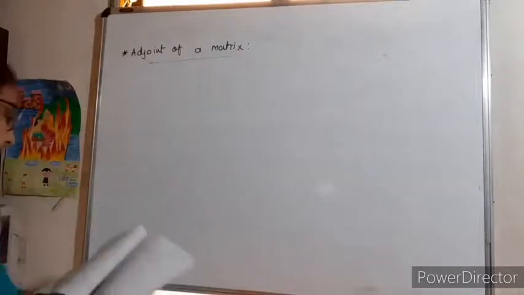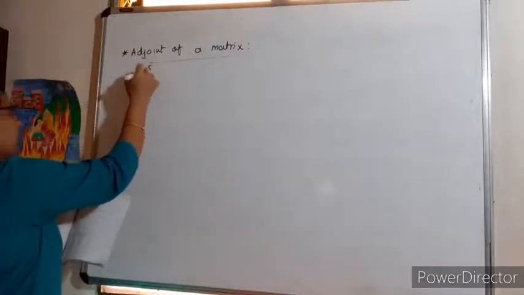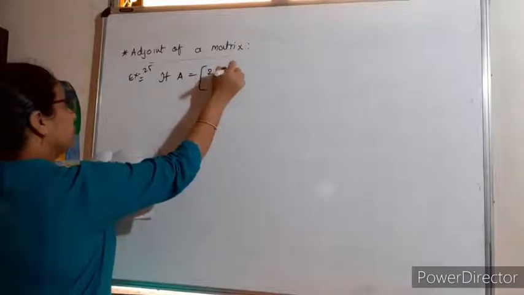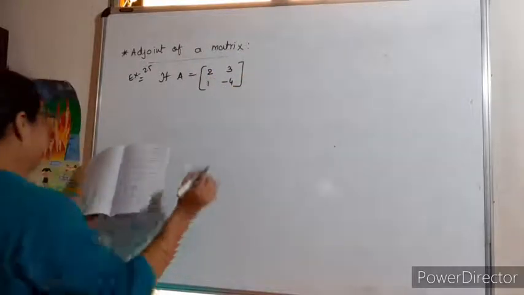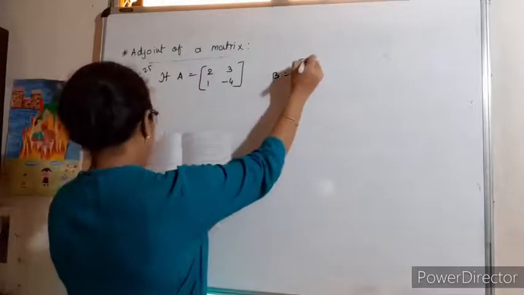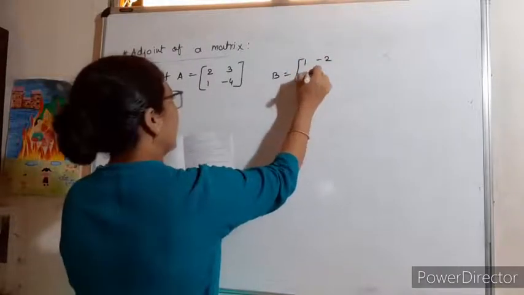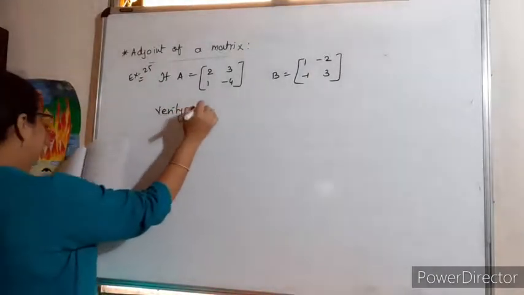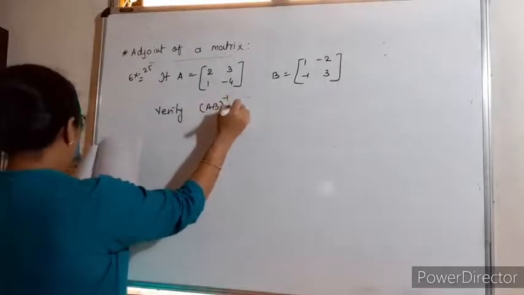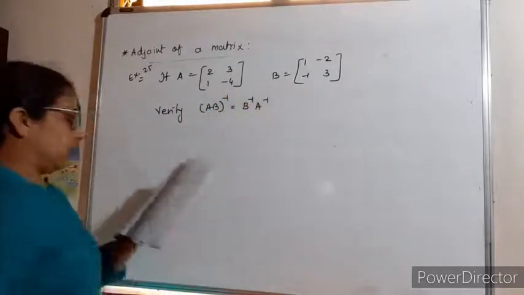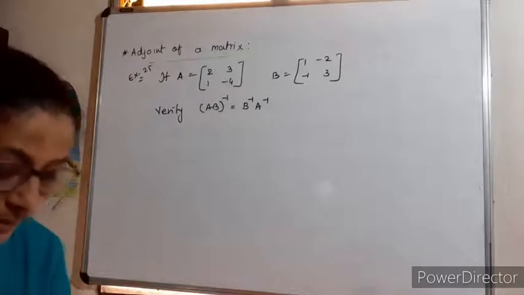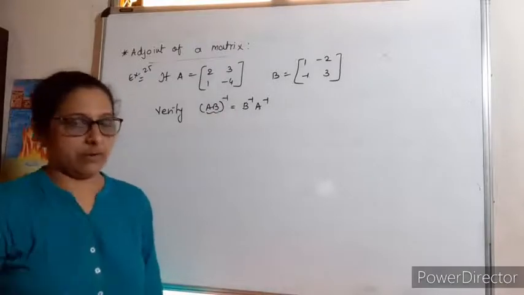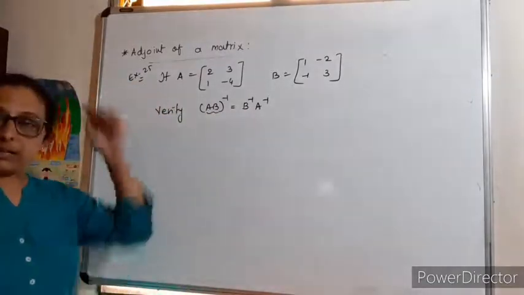Now, example 25. If A is 2, 3, 1, minus 4, B is 1, minus 2, minus 1, 3, verify AB inverse is equal to B inverse into A inverse. Easy. First you will find AB, then its inverse is number 1. B inverse A inverse, product, is number 2.